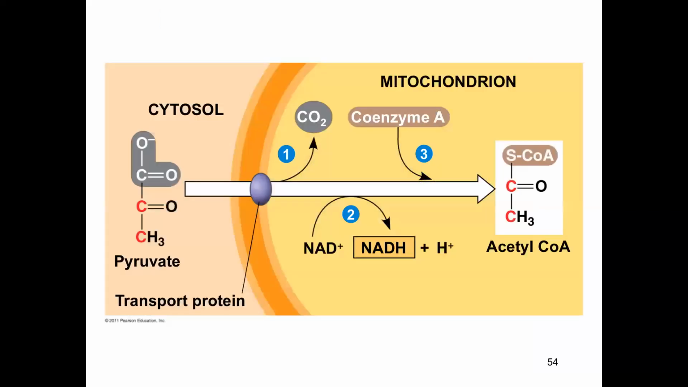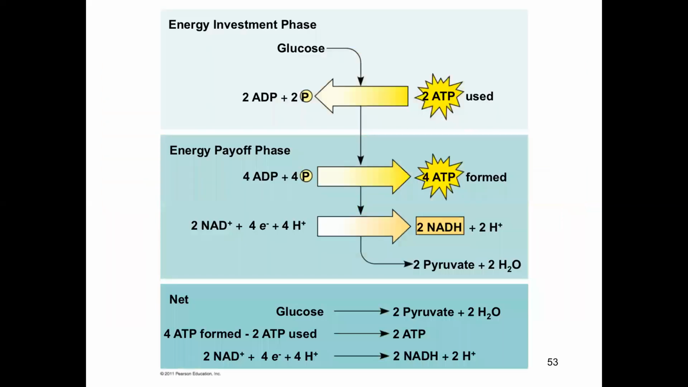Okay, so energy investment, a little bit of energy yielded, all right? So you take your 6-carbon sugar and you get 2 3-carbon molecules of pyruvate, all right? Now we have to get that pyruvate into the mitochondria. So this would be your intermediate stage here. What do we call it in this textbook? Preparatory step.